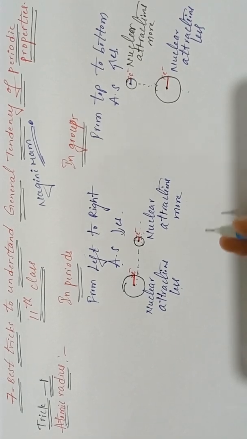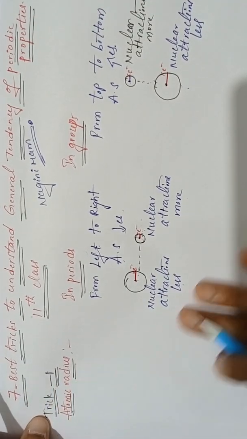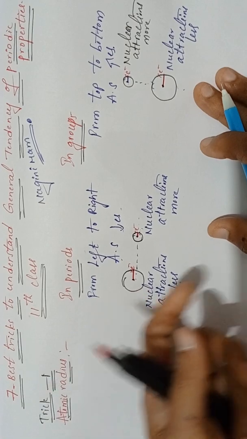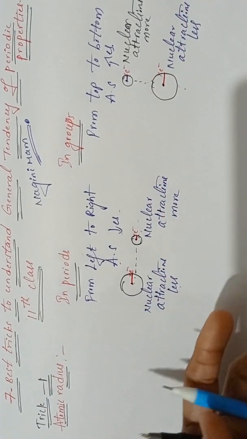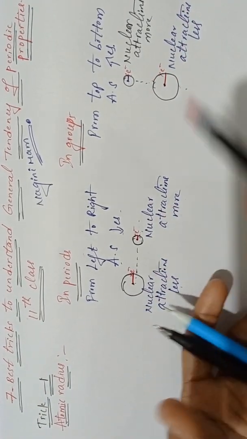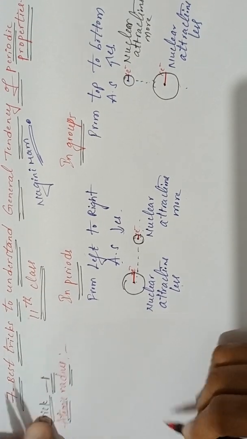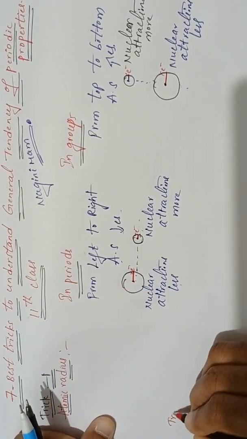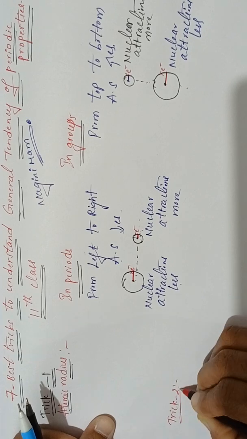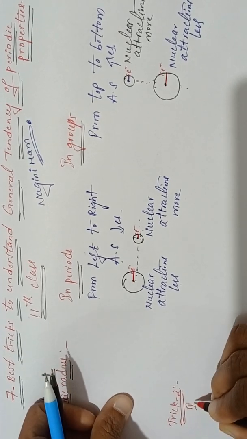So the first property, this is trick number 1. Trick number 1 completed, students, so just remember this one. Now trick number 2: what is ionization energy? In trick number 2, we are going to discuss ionization energy.